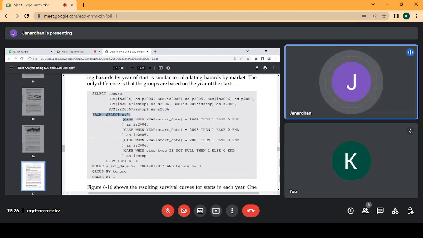From select S dot star, case when year start date is equal to 2004 then 1 else 0 as is 2004, case when year start_date is equal to 2005 then 1 else 0 as is 2005, case when year start date equal to 2006 then 1 else 0 as is 2006, case when stop type is not null then 1 else 0 as is stop from subsets.